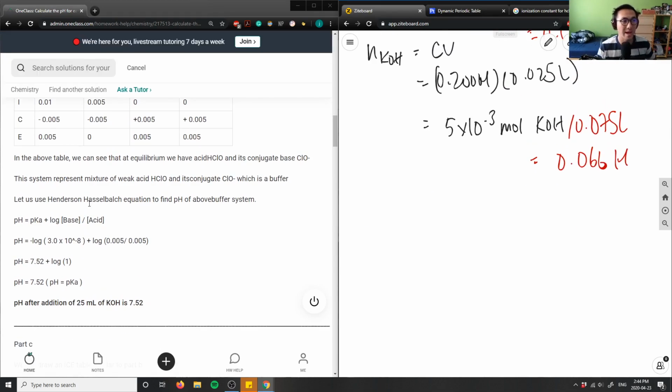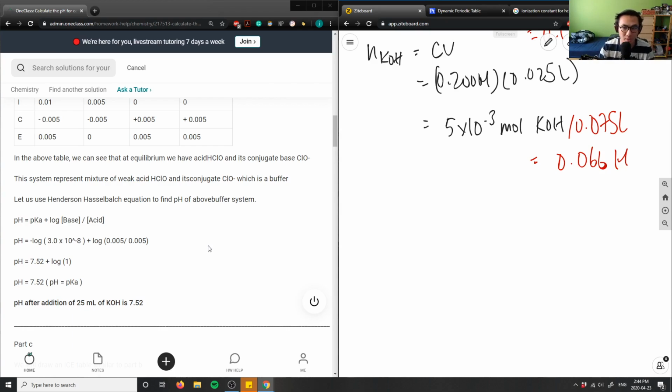So again, you can use the Henderson-Hasselbalch equation to figure out the buffer system, which is pH equals pKa, so negative log of Ka of this, plus the log of the concentration of base over acid. In this case, the ratio is 1, therefore pH equals pKa. So it's 7.52 at the half equivalence point.